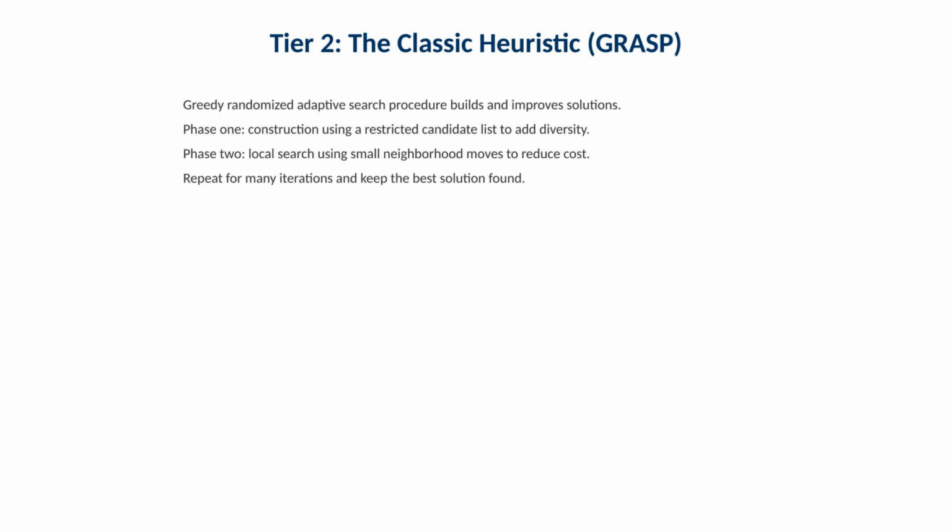Tier 2 uses greedy randomized adaptive search procedure. The algorithm alternates between building a feasible solution and then improving it. Randomization is controlled through a restricted candidate list. Instead of always choosing the single best greedy move, the method chooses randomly among top candidates, which helps explore diverse solutions.